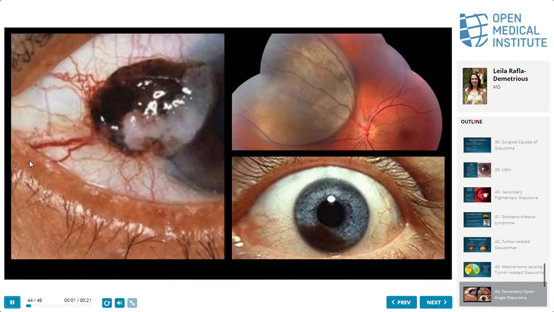So over here, a really ugly picture of anterior segment melanomas, which would be direct invasion. Another one in the iris also causing direct invasion. And then the large posterior melanoma, which would cause the ciliary body to rotate forward and get a secondary glaucoma from that.